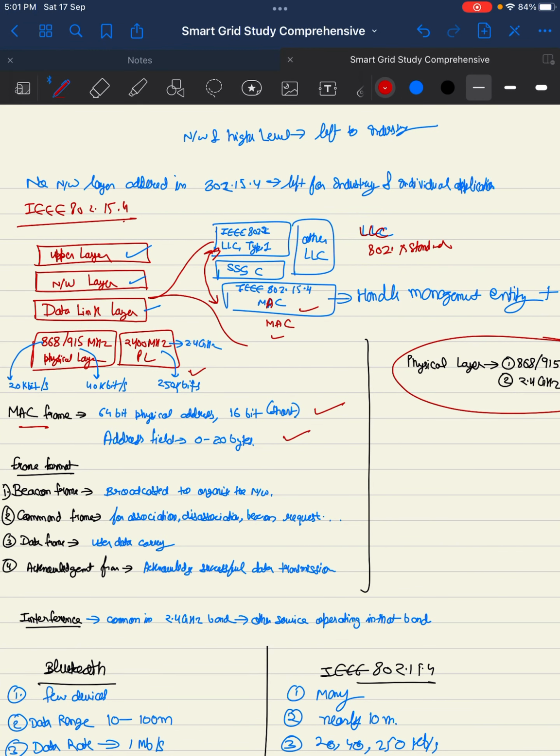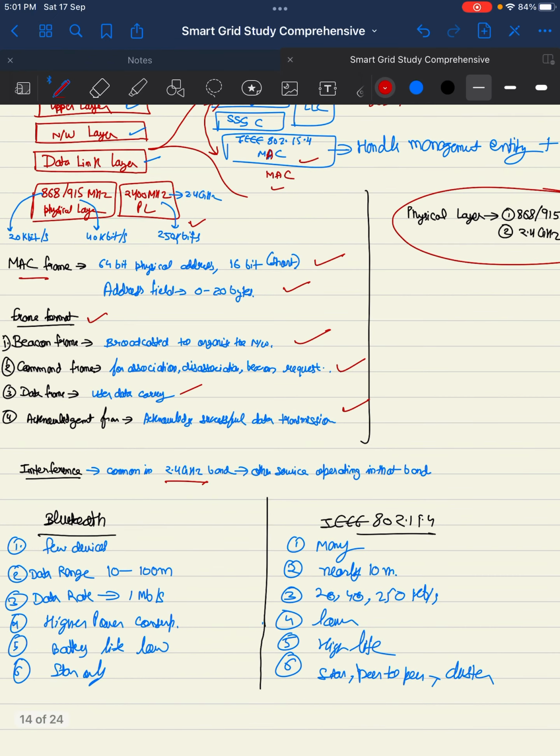Now comes our frame formats. There are different types of frame formats: beacon frame, command frame, data frame, and acknowledgement frame. Beacon frame is broadcast to organize a network. Command frame is for association and disassociation, and the beacon request. Data frame is for carrying the data of the user. Acknowledgement frame is for acknowledging successful data transmission. These are the 4 frame formats. Then comes our interference. Common in the 2.4 GHz band, other services operate in that band, right? Now we will see this in the next video.